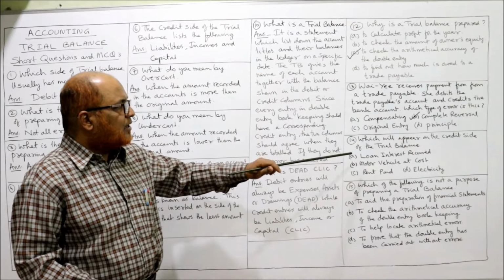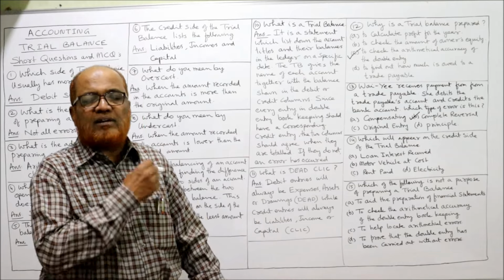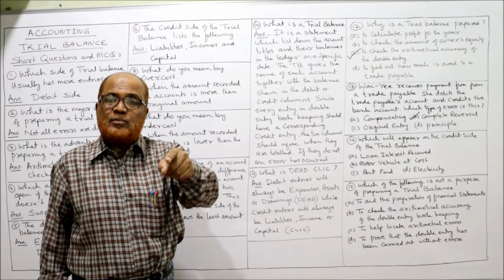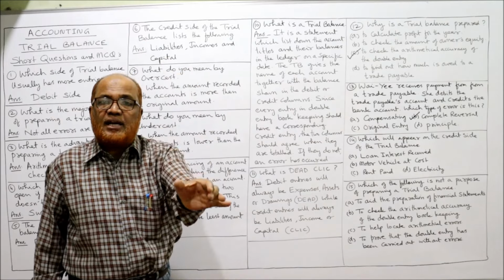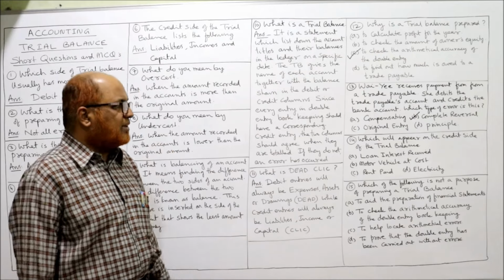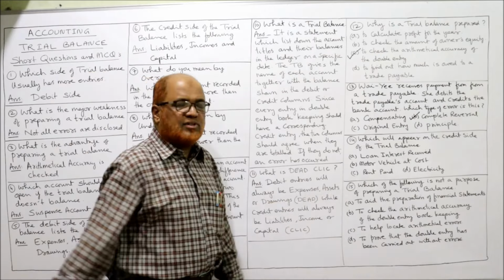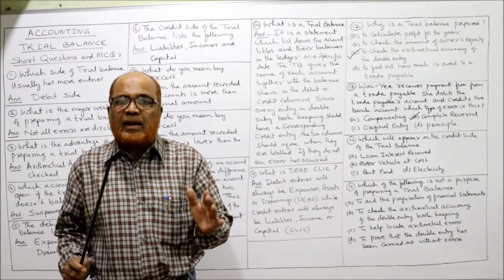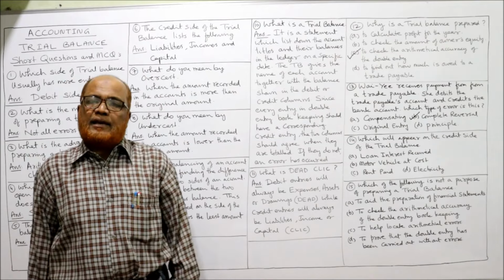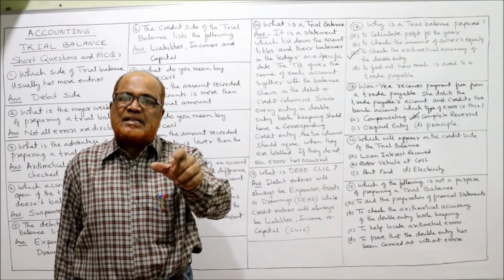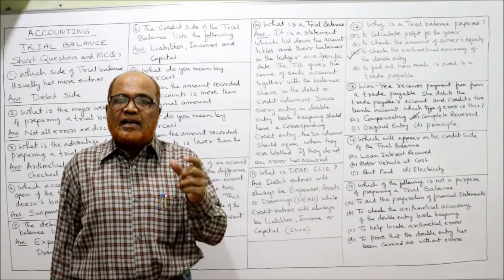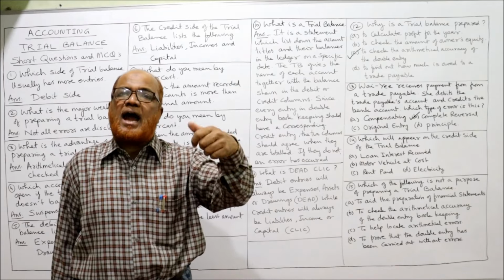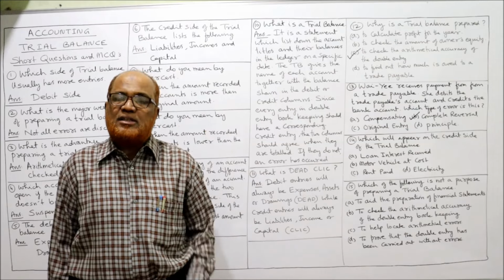Next, 14. Which will appear on the credit side of the trial balance? Four items are given. Now you have to decide which item should be taken in the credit column of the trial balance. One by one we'll check. Loan interest received. Whenever we make the trial balance, you have to remember DEAD CLIC. Debit entries for expenses, assets and drawings, and credit entries for liabilities, incomes and capital. This you have to remember.